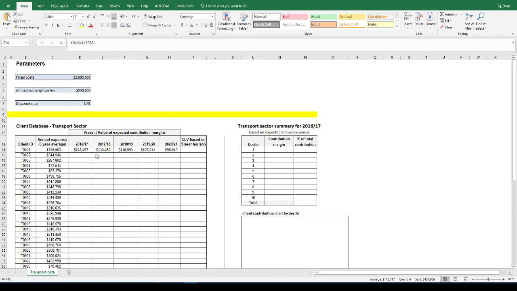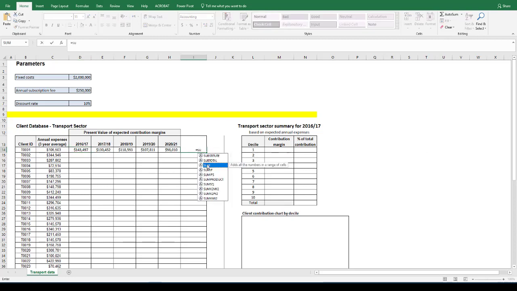So now we have calculated the contribution margin of 5 years for customer number 1. Based on the hint that we are given, we just have to sum up these 5 years' values to get the CLV based on 5-year horizon. So sum of these 5 years, which is $598,000 for 5 years, customer number 1.